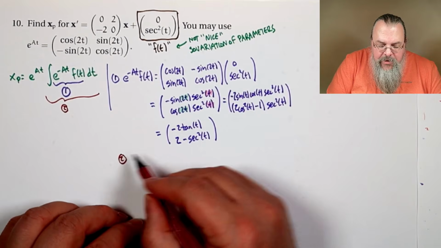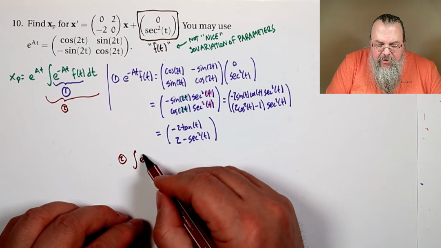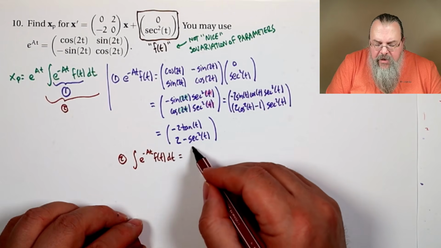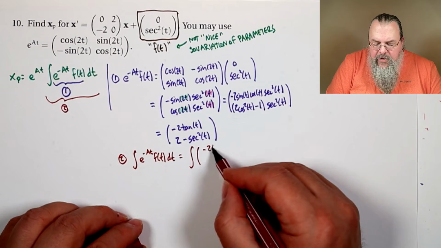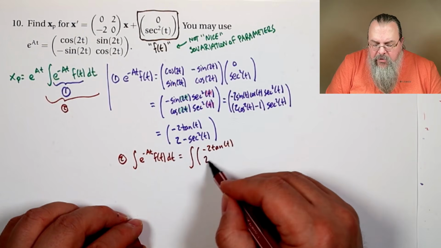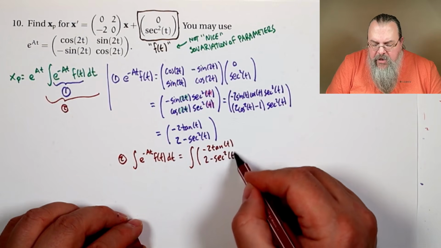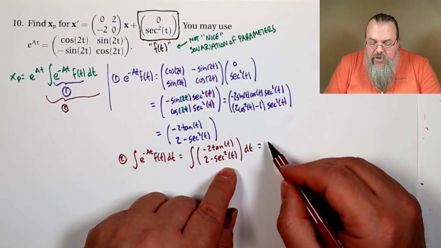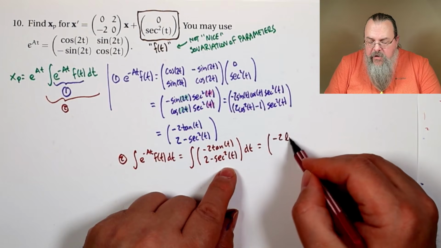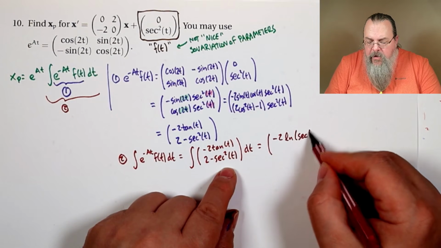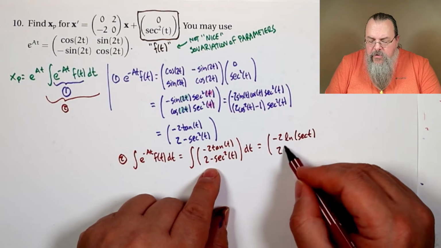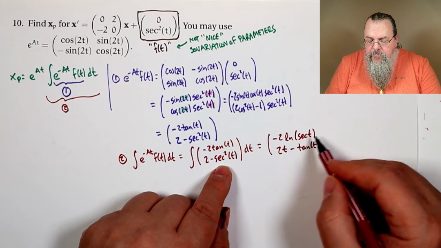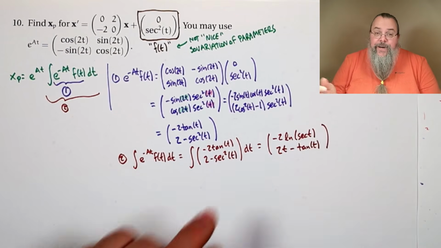So here we go. The integral of e to the minus at f of t dt. Well, that's the integral of what we just found. And because we invested, I said, well, let's make it nice. This will be a quick step for us. Integral of tangent, log secant, integral of 2, 2t, integral of secant squared, tangent. And we don't need to worry about constants because we're after xp.